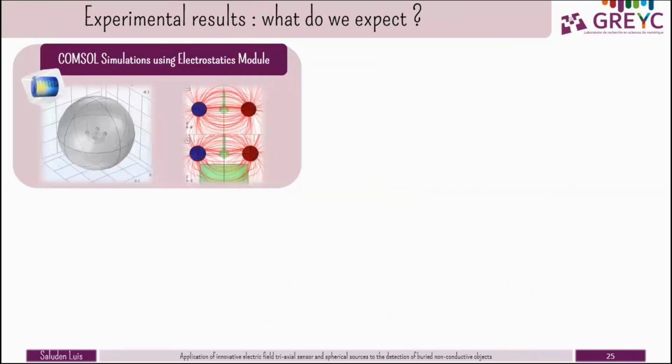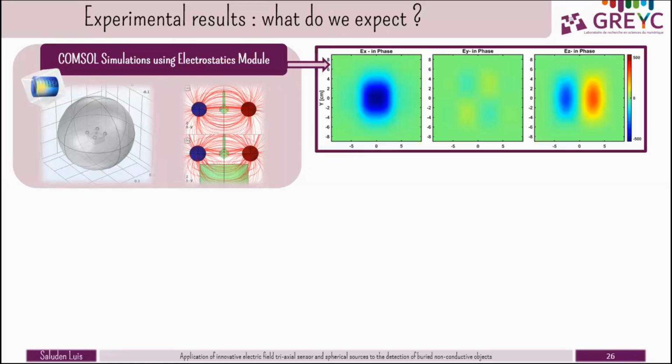So what do we expect? We did some COMSOL simulations with the electrostatic module at first. So here you can see how the electric field lines are distorted, just like the magnetic field lines would be with a magnetic material, but this is with the dielectric. And when you scan, you expect something like that. So we are looking at the in-phase electric field response. And this is in 3 axes, so X, Y, Z, the projection.